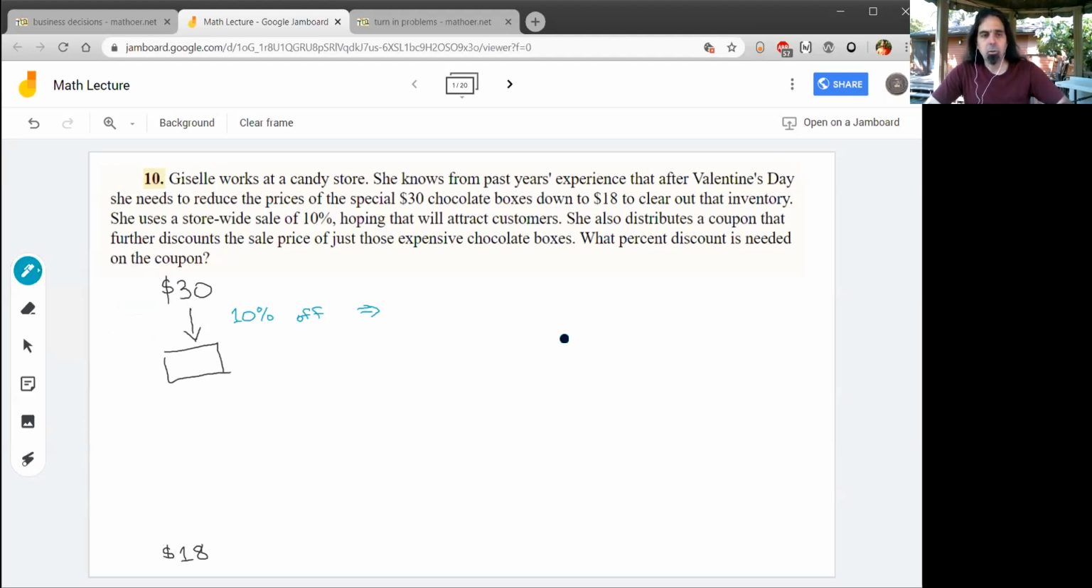And since the person who gave you this homework is polite for once, the math works out easy. We're doing 0.1 for the 10% times 30 is 3. So $3 removed. Now we're at $27. Everyone okay so far?